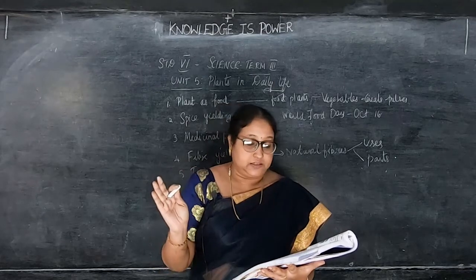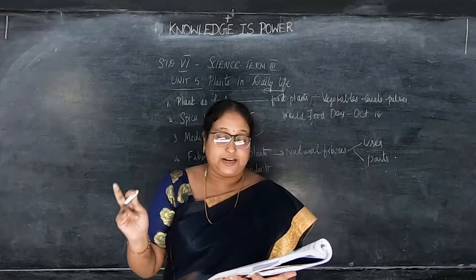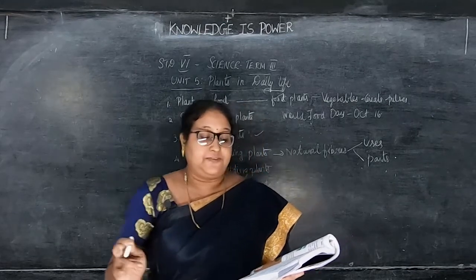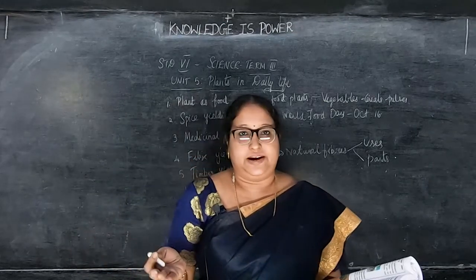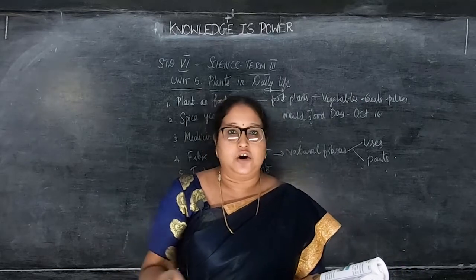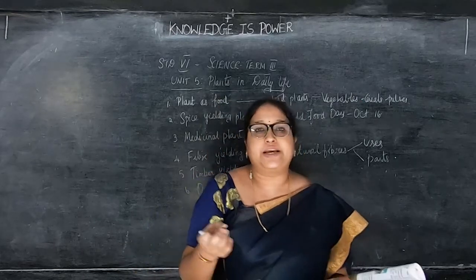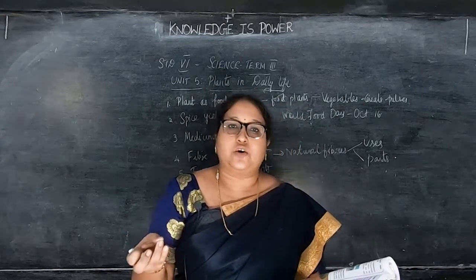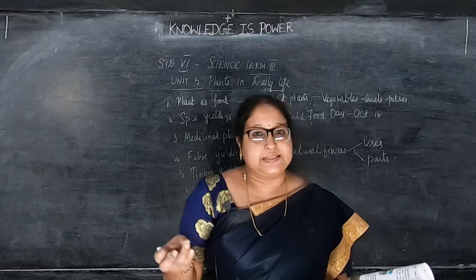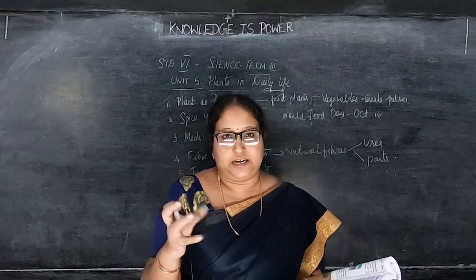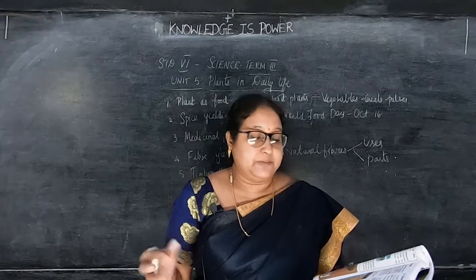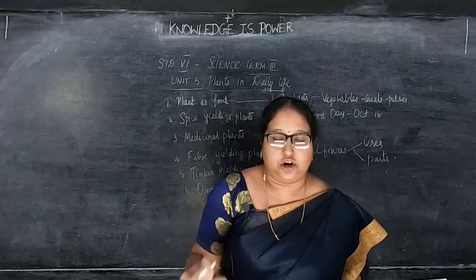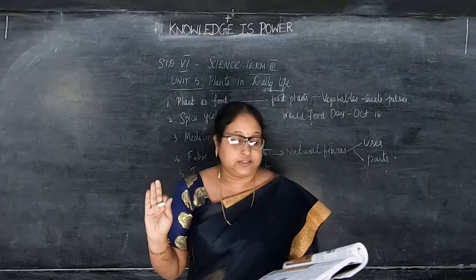So there are three bases like textile fibers, cordage fibers and filling fibers. Textile fibers are nothing but, textile means cloth, right? Making cloth, example cotton. Then cordage, that is making rope, example coconut fiber. Then filling fibers, making mattresses and beds, example silk cotton. So what are the three uses?